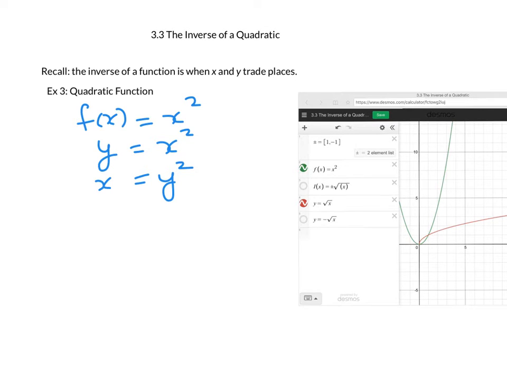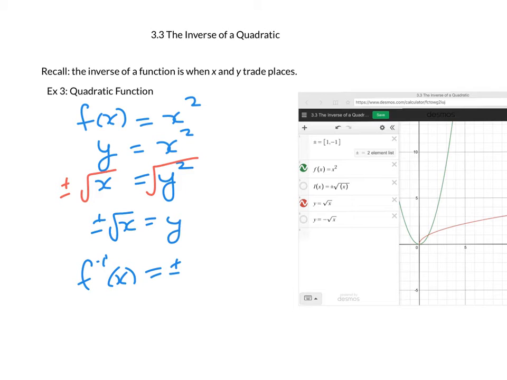To get rid of the square, this is the important part. When we take our square root, we need the plus or minus. Final answer will look like plus or minus the square root of x is equal to y. Fancy notation, f inverse of x is equal to plus or minus square root of x. And why is this plus or minus important? This is incredibly important when we go to do this.